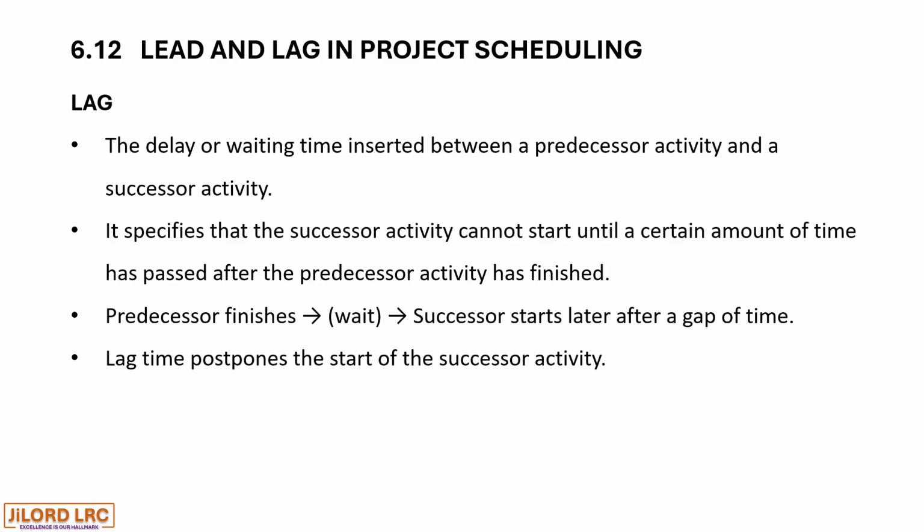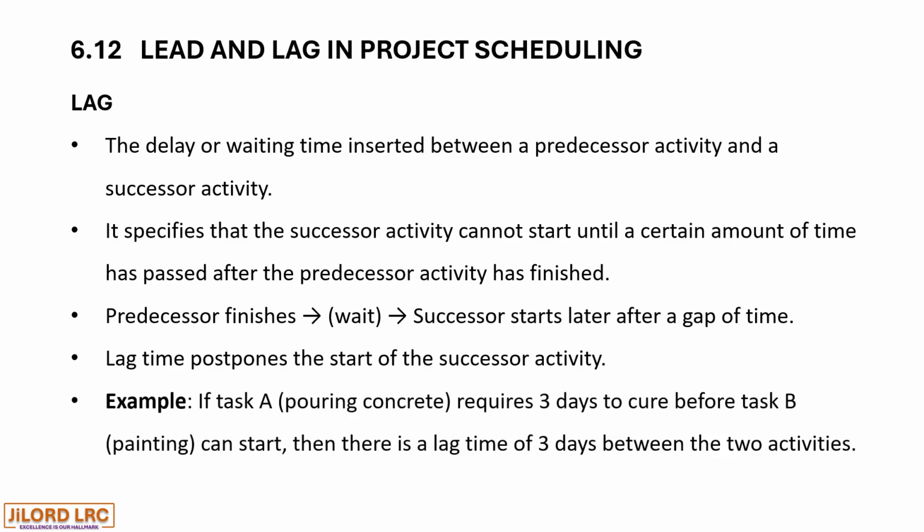But most of the time, it is the nature of work that gives rise to the introduction of lag between activities. For example, if a task A, pouring concrete, requires 3 days to cure before task B, painting, can start, then there is a lag time of 3 days between the two activities.